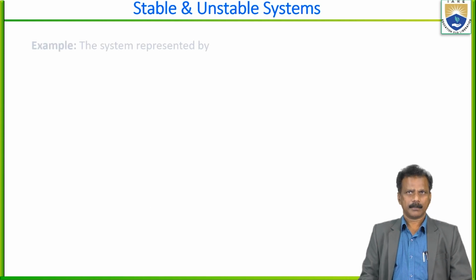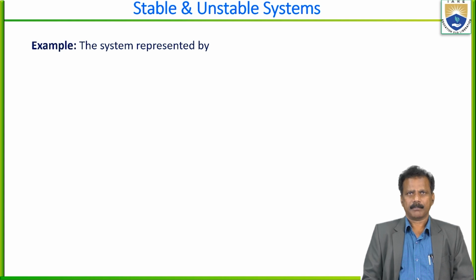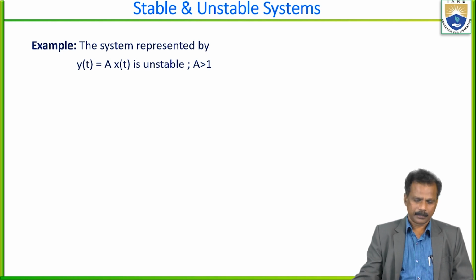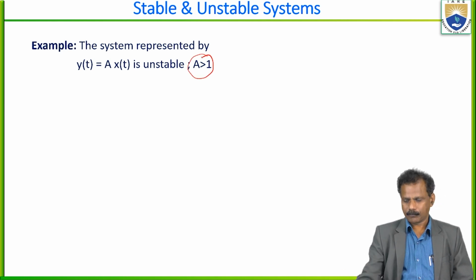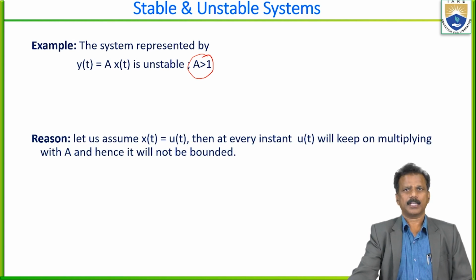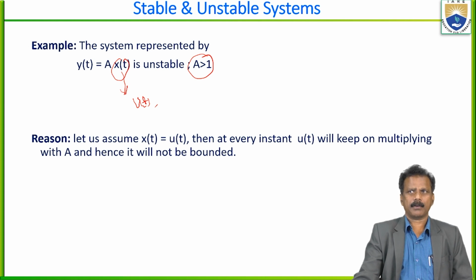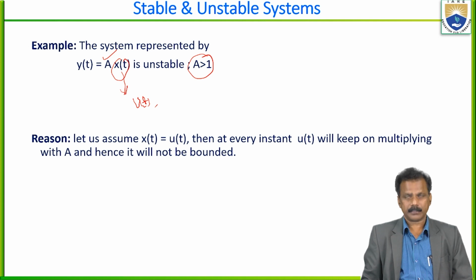Okay. With this, what are the stable and unstable systems? The best example is the system represented by y of t is equal to a into x of t, which is unstable when a is greater than 1. The reason is, let us assume x of t is equal to u of t. Then at every instant u of t will keep on multiplying with this a, and hence it will not be bounded. Okay, you can easily represent it by using this particular system.